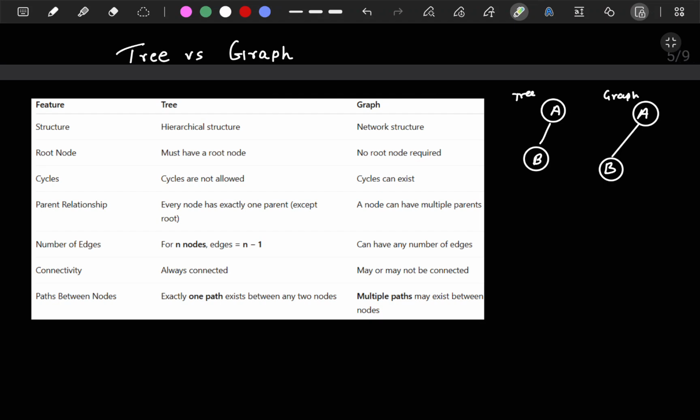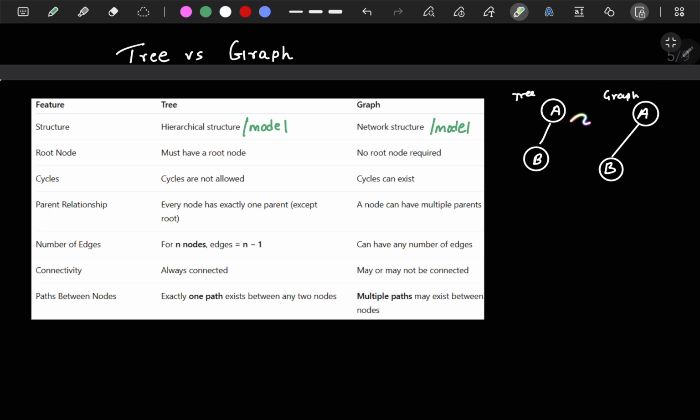So the difference is, you can clearly see in terms of structure, tree is a hierarchical structure. It represents a hierarchical model, and graph represents a network structure, meaning it represents a network model. What does it mean? We already saw this. See here, if I draw a tree like this, A and B, then what is the meaning of it? A is a parent of B and B is a child of A, right? So that hierarchical structure is maintained.